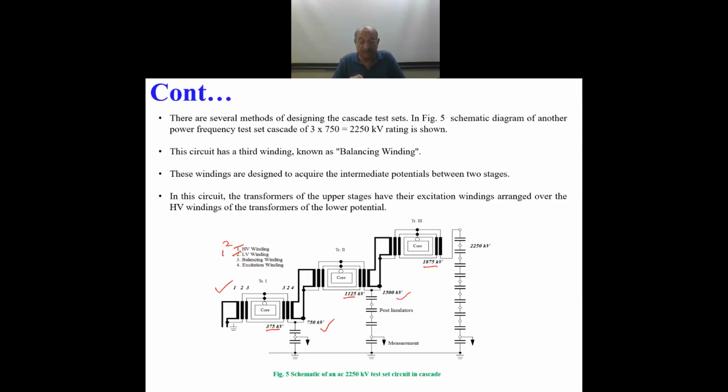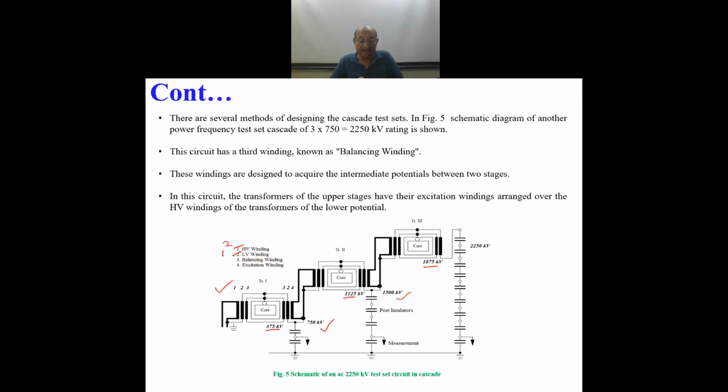This concept has been developed to rationalize the provision of insulation between the two. From 750 to 1500 kV, you would have required a very large amount of insulation. So in the balancing winding at an intermediate stage of voltage, that is 1125 kV, you have an intermediate voltage. So from 750 to 1125 and then 1125 to 1500, the total insulation has been divided into two, so such bulk insulation is then not needed to be provided, and that reduces the size of the equipment.